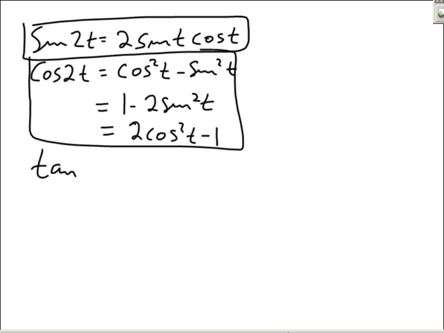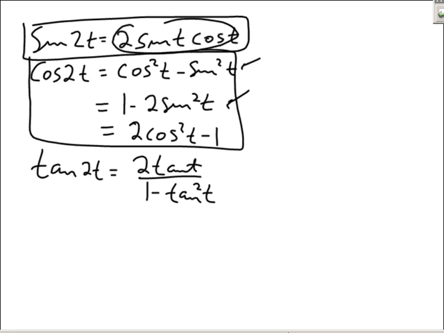The tangent of 2t was 2 tan t over 1 minus tangent squared of t. Again, I would just say it's this divided by any one of those three. That way I don't have to remember yet a new formula.